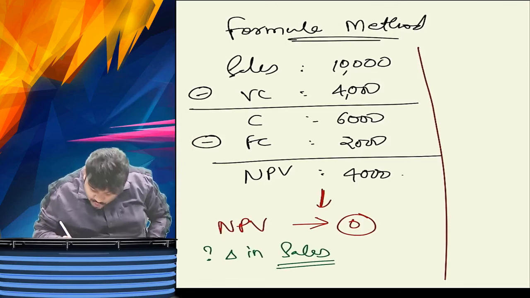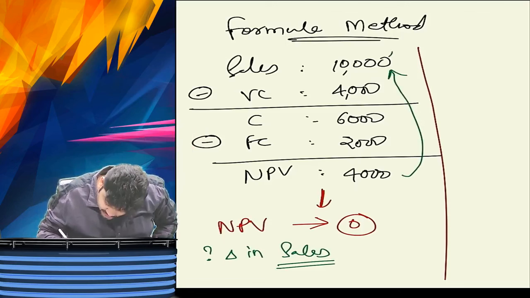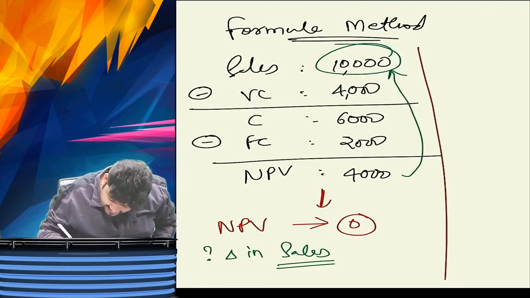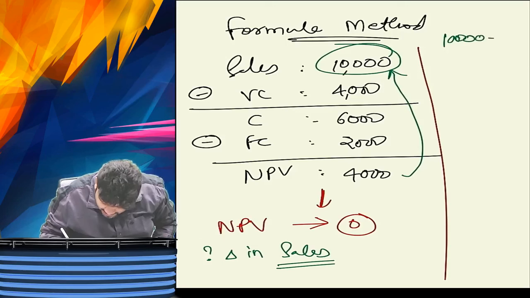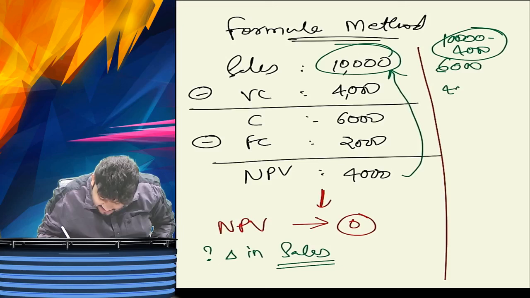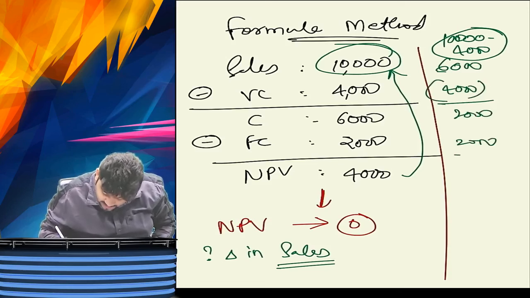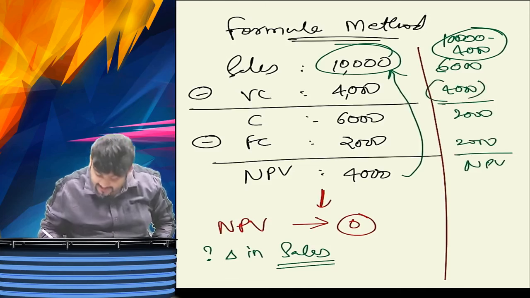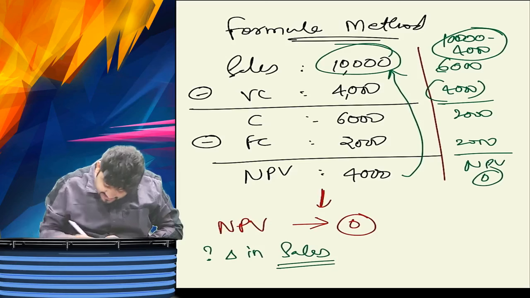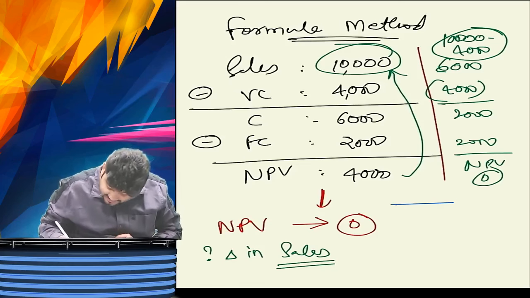Can I say so easy, sir? If I reduce this sales, say by 4,000, your new sales will be 6,000, reduced by 4,000. So you will get 2,000 less 2,000, and your NPV has become zero. That's what you wanted. Now, very easily it was done here.